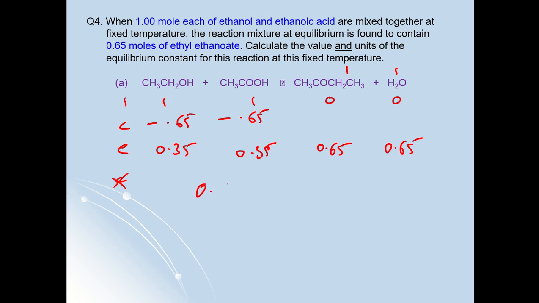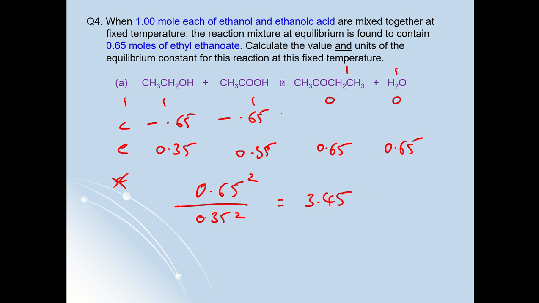So this becomes 0.65 squared on the top line, 0.35 squared on the bottom line. Let me just do this, 0.65 squared, okay, divided by 0.35 squared. And that gives me a Kc then of 3.45.